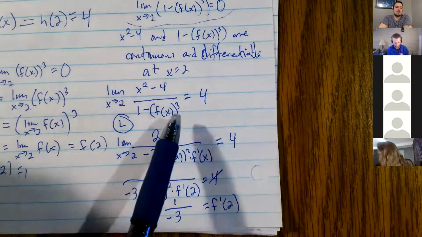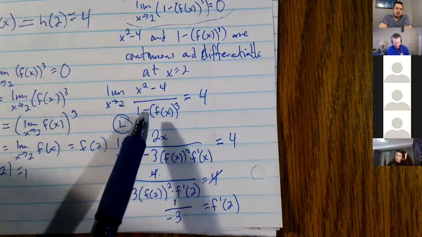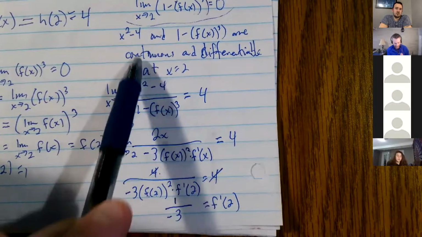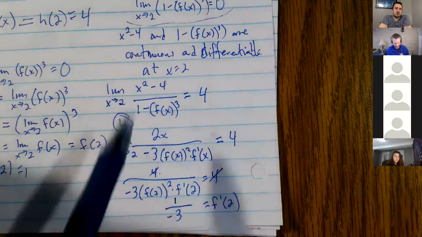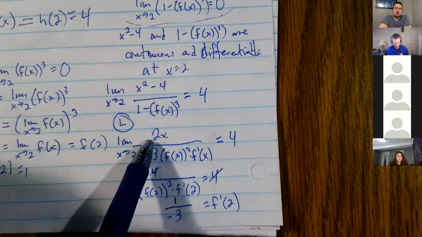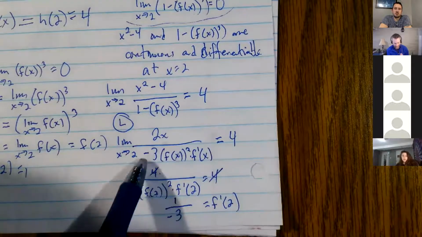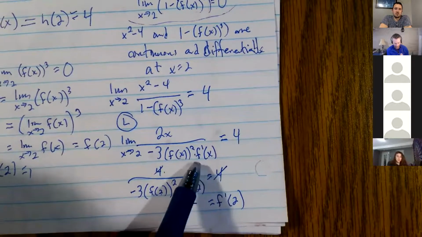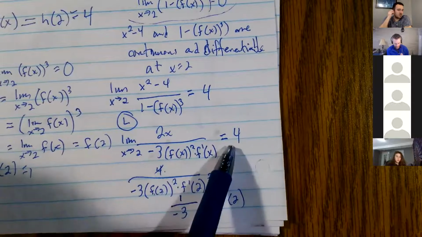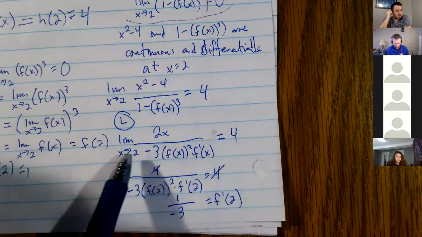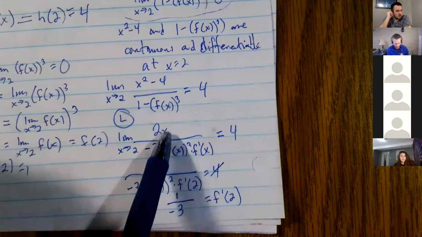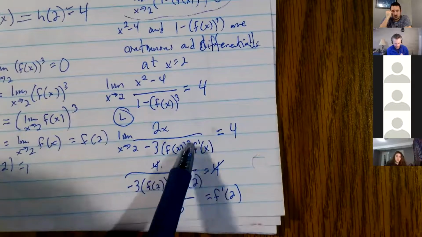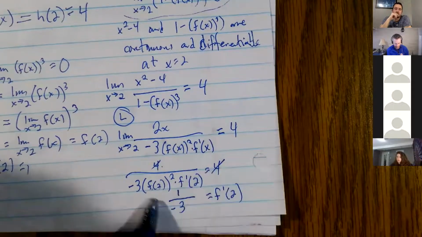Now, because the numerator and denominator approach 0 separately and they're continuous and differentiable, I can use L'Hopital's rule. So I take the derivative of x squared minus 4 to get 2x, and I take the derivative of the denominator to get negative 3f squared times f prime. And now I know that this limit equals 4. So when I plug 2 in, I get 2 times 2 over negative 3 times f of 2 squared times f prime of 2 equals 4. That's what I have here.